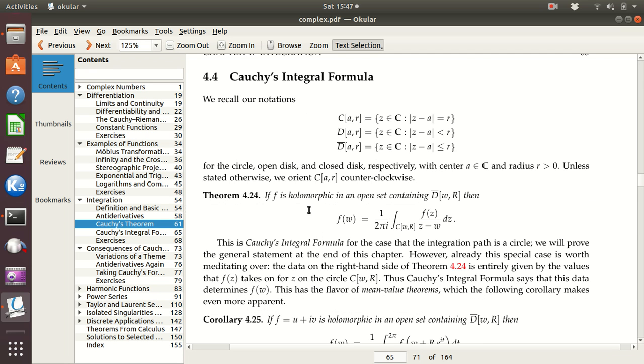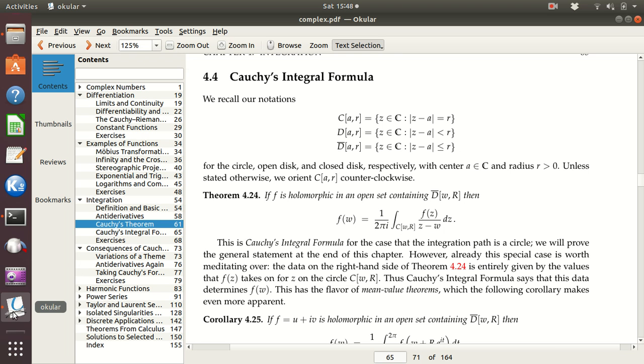So Cauchy's theorem is: if F is holomorphic in an open set containing the closed disk, then you can actually calculate this integral over here with F of W. So F of W is equal to 1 over 2 pi I times the integral over that closed path of F of Z over Z minus W. The big trick with this is turning some integral into something that looks like this.